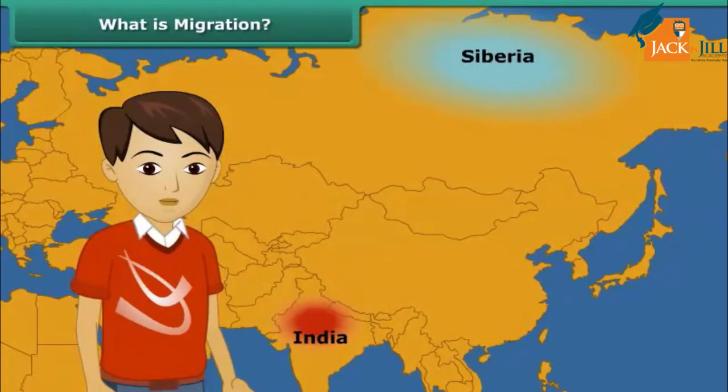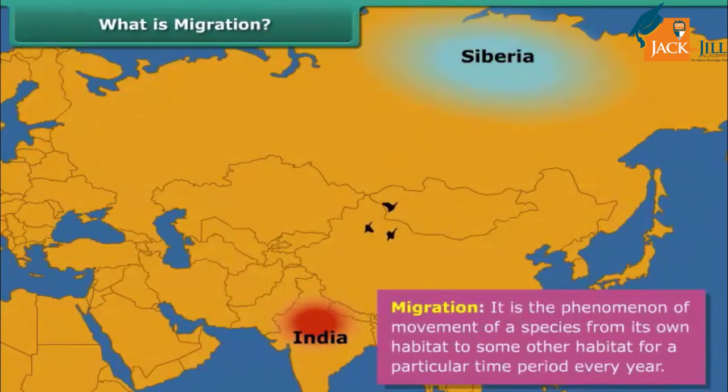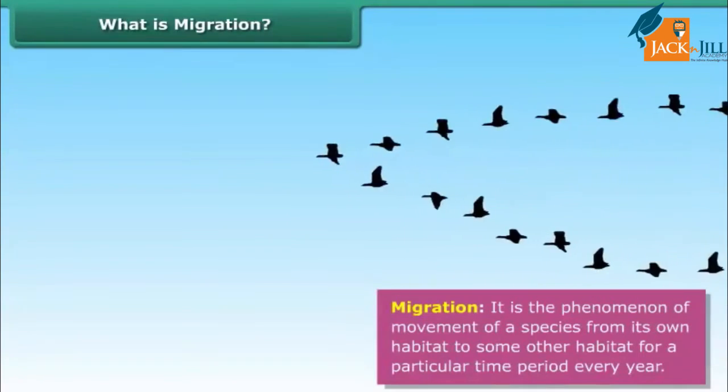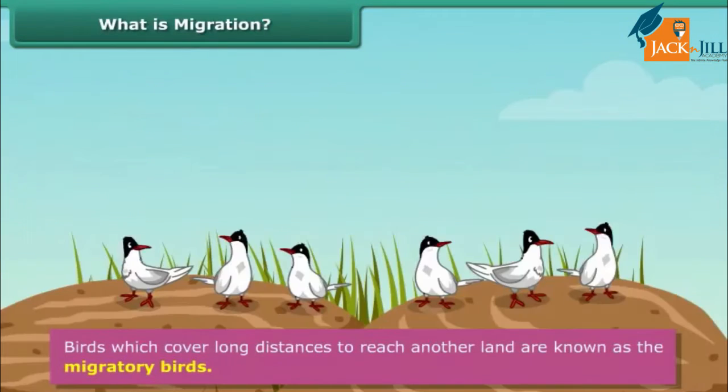Children, let us learn, what does the term migration mean? Migration is the phenomenon of movement of a species from its own habitat to some other habitat for a particular time period every year for a specific purpose like breeding or avoiding climatic conditions.